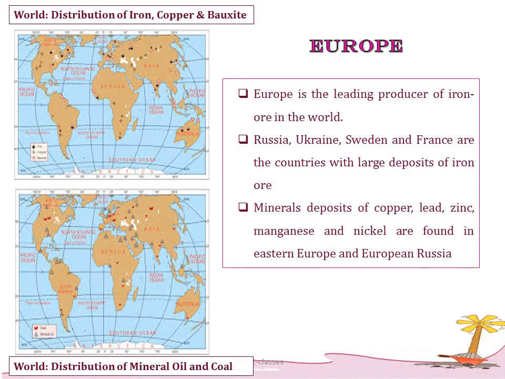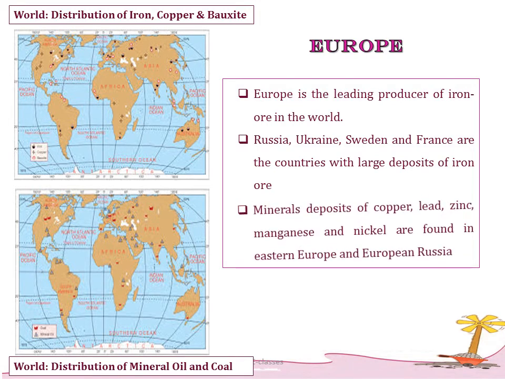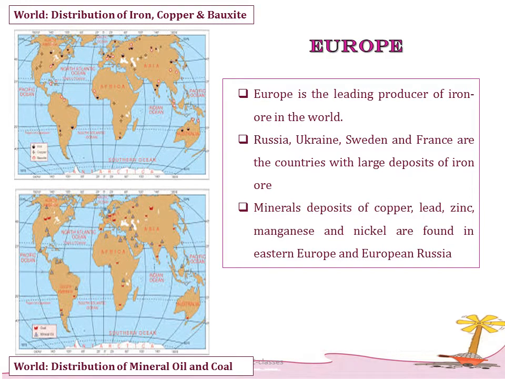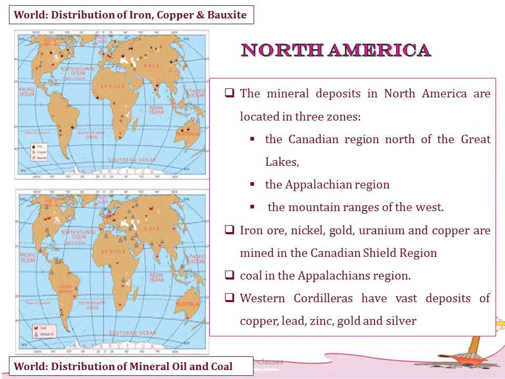Now let's see how minerals are distributed in Europe. Europe is the leading producer of iron ore in the world. The countries with the largest deposits of iron ore are Russia, Ukraine, Sweden and France. Mineral deposits of copper, lead and zinc, manganese and nickel are also found in Eastern Europe and European Russia. Now let's see how the minerals are distributed in North America.